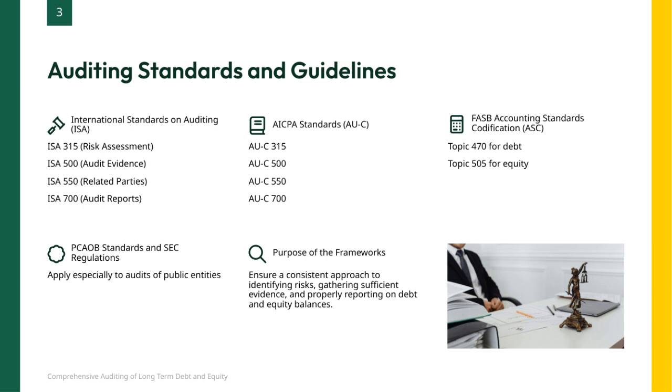Next, we have the AICPA standards, known as AUC standards, which closely mirror the ISAs. For instance, AUC 315 aligns with risk assessment, AUC 500 covers audit evidence, AUC 550 relates to related parties, and AUC 700 is about audit reports. Then, there's the FASB Accounting Standards Codification, or ASC, which provides specific guidance on accounting topics. For example, Topic 470 covers debt, while Topic 505 addresses equity.